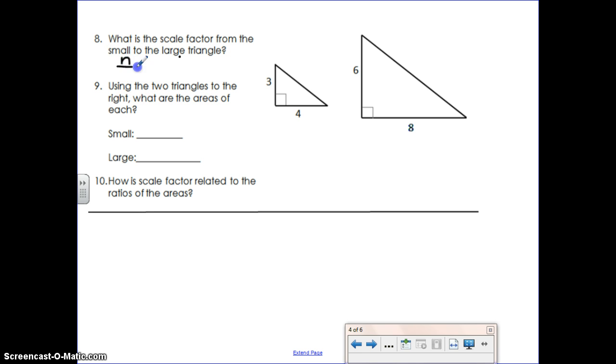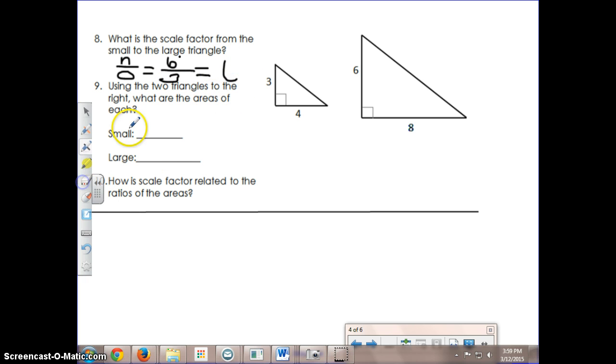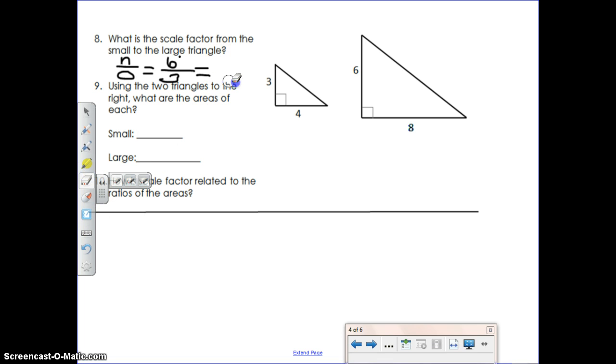All right, scale factor is new over original. So we're going from small to large. So our large is our new shape. Our original is our smaller shape. 6 divided by 3, oops, is not 6. Let me erase that. 6 divided by 3 is 2.